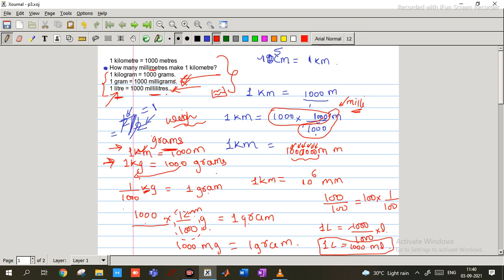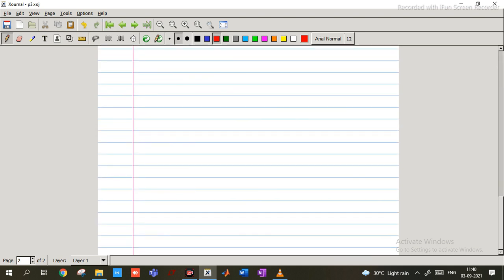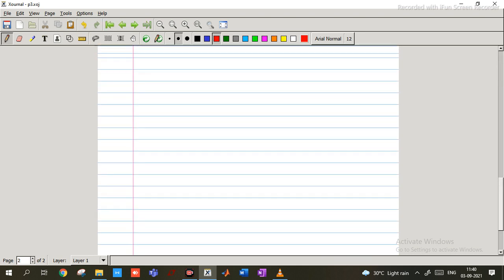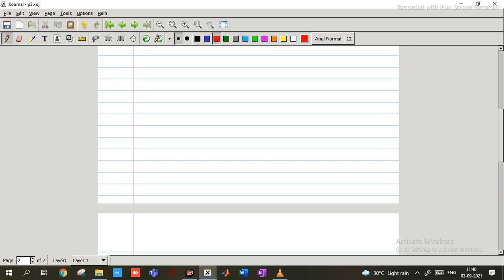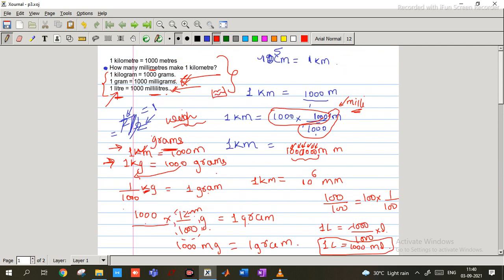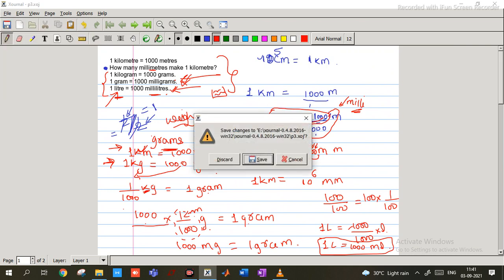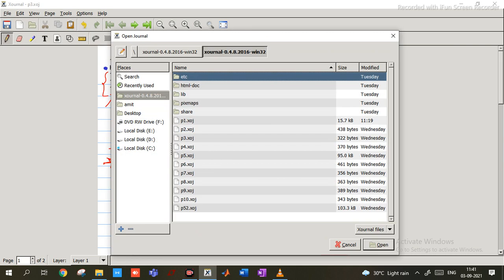Our subject is mathematics, so we'll only stick to our calculation part. If you want to study further, you can go for your other subjects like science. So this is the part of that. Now let's move on to our next part.